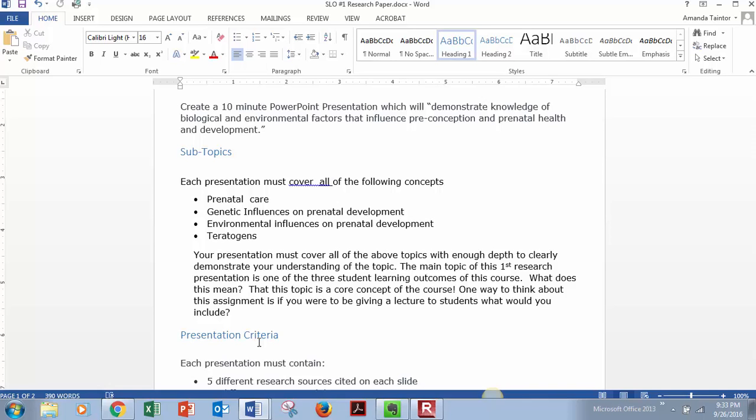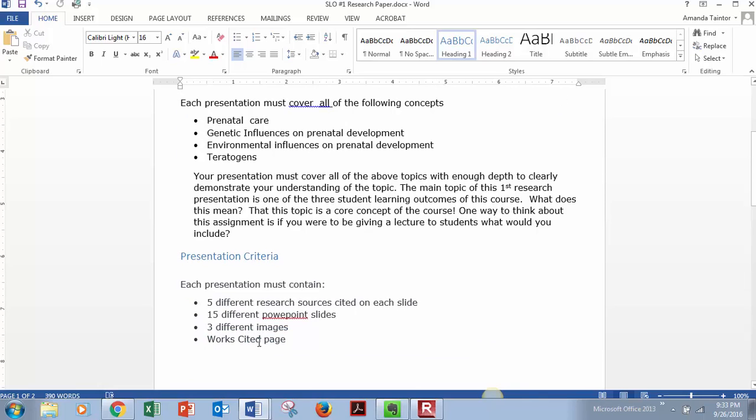The main topic of this first research presentation is one of the three student learning outcomes of this course. What does that mean? Well, that this topic is a core concept of the course. One way to think about this assignment is if you were to be giving a lecture to students, what would you include? To clearly demonstrate your knowledge, I expect you to use 5 different sources.